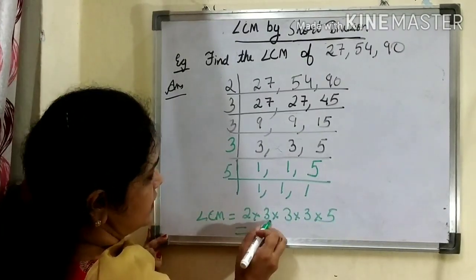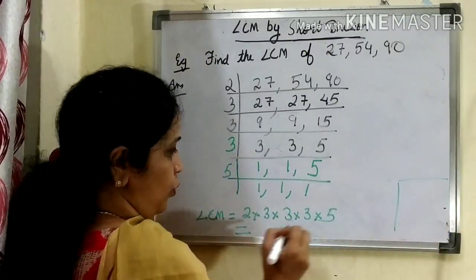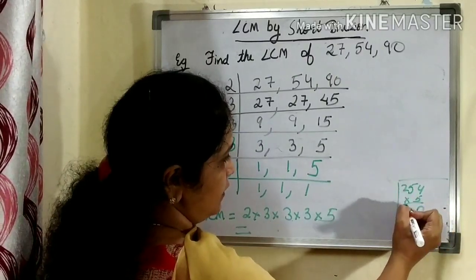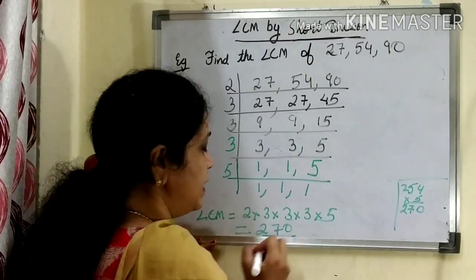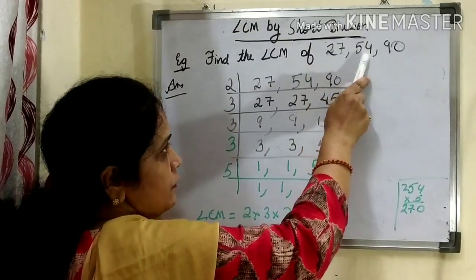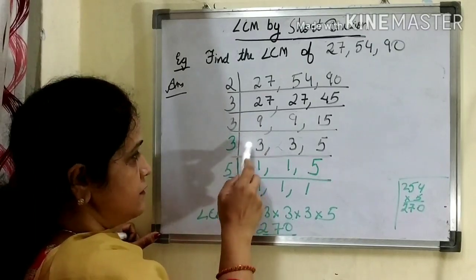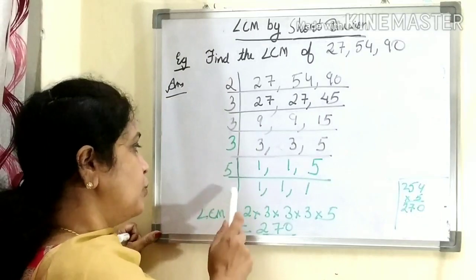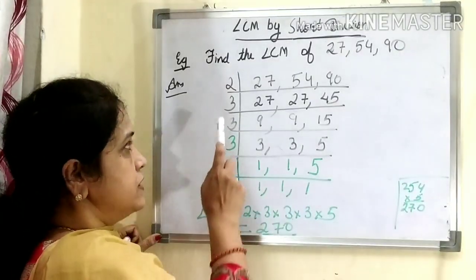That means 2 3s are 6, 6 3s are 18. Okay. Now 18 3s are 54. 54 5s are what? 5 4s are 20, 5 5s are 25, 27. And I got LCM as 270. That means 270 is the least number which is divisible by 27, 54 and 90. Okay, and make it 1 here. Even if it is divisible by one of the factors, you make it that and divide it by only prime numbers. Okay, and you proceed in this way such that we get 1 here. Okay, and always divide by the prime factors.